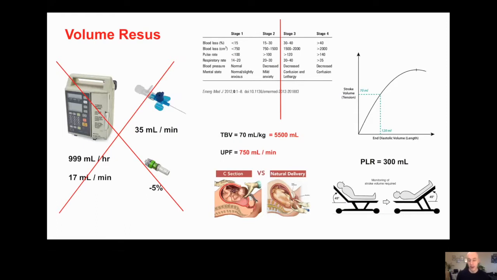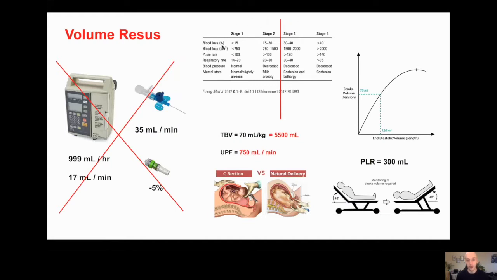Secondly, the cannulas on the back of the packet, and we'll talk about this in the next slide, it tells you how fast they go under gravity alone. So a blue cannula, if you just hang a bag of fluids up, will give you 35 mils every minute, which is not a great amount when we talk about how much volume we're actually trying to put in. This table up here will be known to surgical trainees and people that have done ATLS. These are the 4 stages of hypovolemic shock.